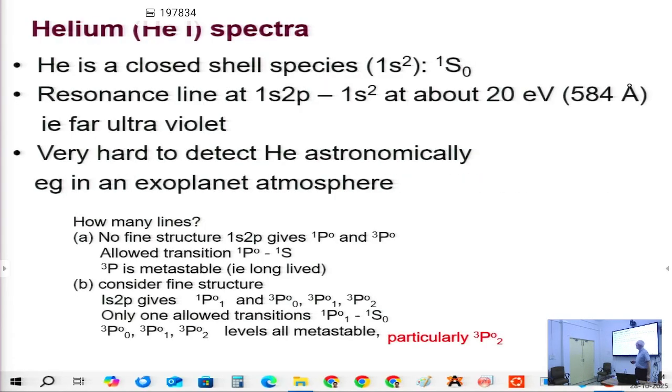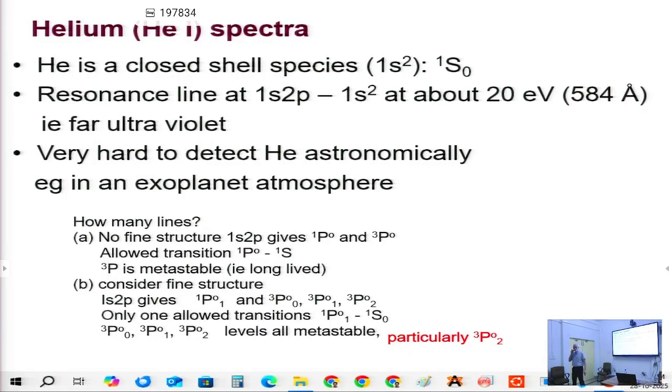So helium-1 spectra, now we have 2 electrons, and as you probably all know, helium is a closed shell species. It's a rare gas, or noble gas. So the ground state, because we only have a closed shell, has to be 1s2 with term 1S0, because there's no angular momentum in there. So S equals 0, L equals 0, J equals 0.